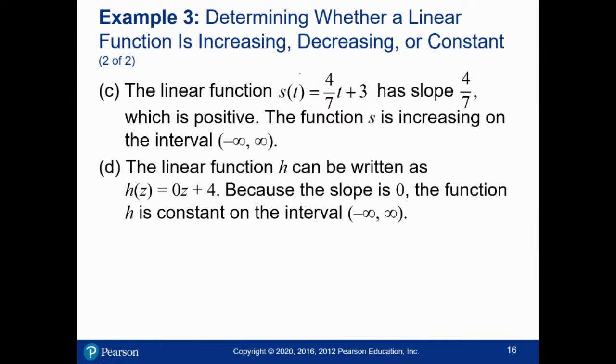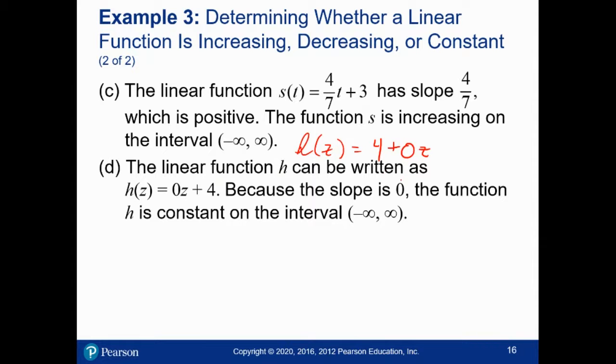For D, this is probably the most tricky one. Okay, we had h of z is 4. And a lot of people might look at this and say 4 is positive, therefore it's increasing. But remember, 4 is actually the intercept here. The slope is what is multiplying the variable, and it looks like it's not there, so it's actually there times 0. The slope is 0.